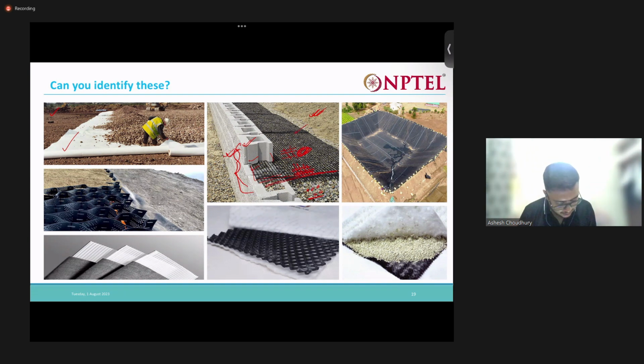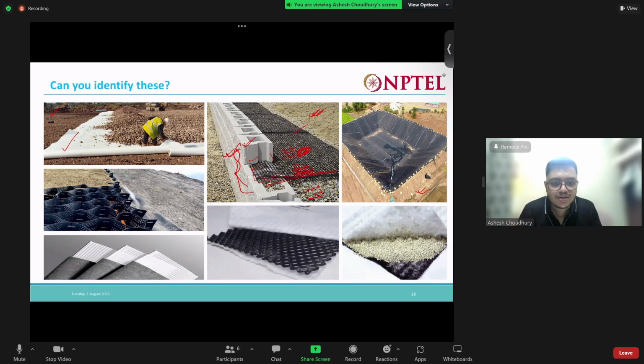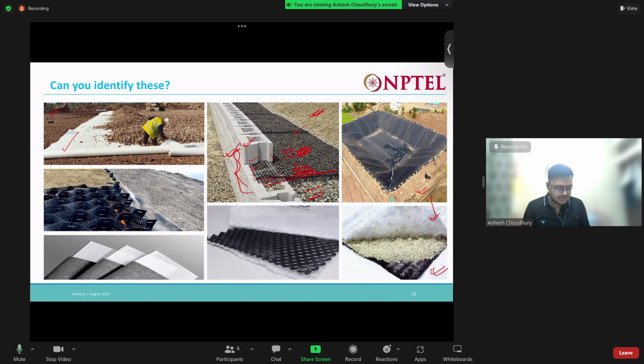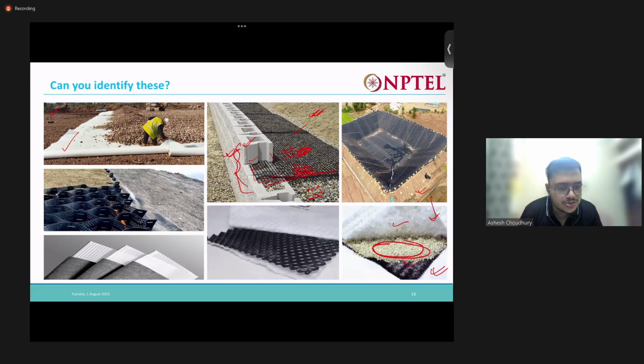What is this third one? It looks like a pool kind of thing, right? Clay liner, geosynthetic clay liner. This is actually a geomembrane liner. GCL, geosynthetic clay liner, and geomembrane serve the same purpose. So this thing below is actually the geosynthetic clay liner. You can see this is the clay which is sandwiched between two geosynthetic layers. So this is GCL, and this black color thing which we see here is actually the geomembrane.